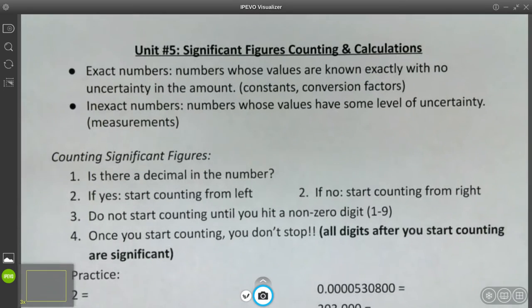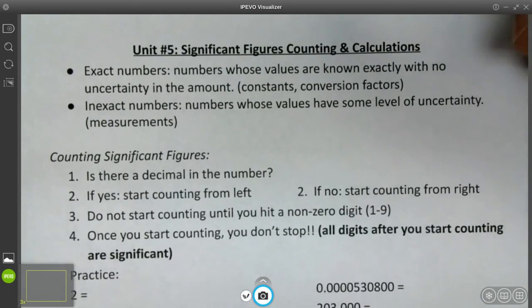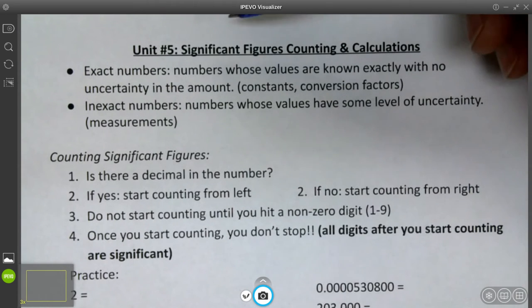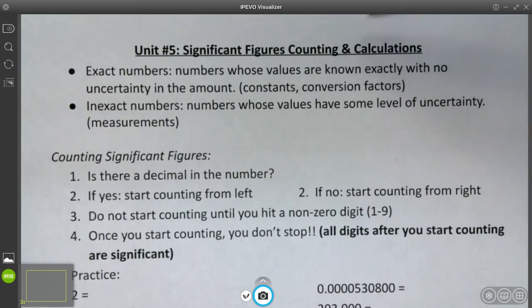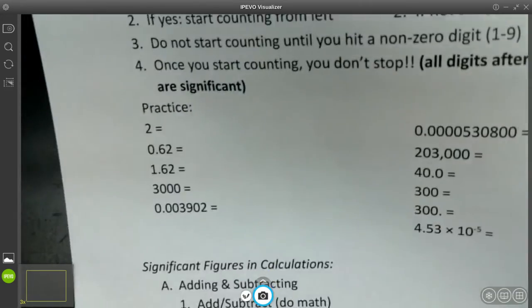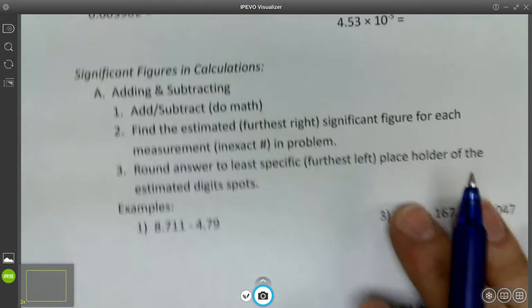Hello, everyone. So today I'm going to run through the second part of the notes on significant figures for Unit 5, the counting and calculations. I'm going to do the counting and calculations part. Or I'm sorry, I'm going to do the calculations part.